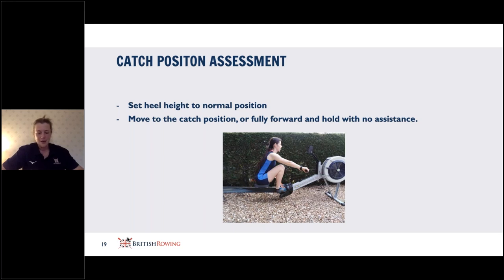So we want them to move into the catch position, or as fully forward as they possibly can, and hold that position with no assistance. For coaches working remotely at the moment, this is an opportunity to get this information and quite literally capture a picture of where your athlete is at. Somebody can take a picture of them, and you can look at that, at what feels comfortable for them, and give them feedback on their catch position as well.